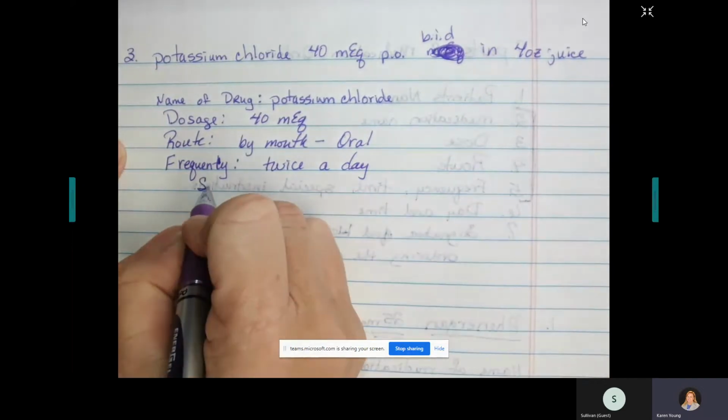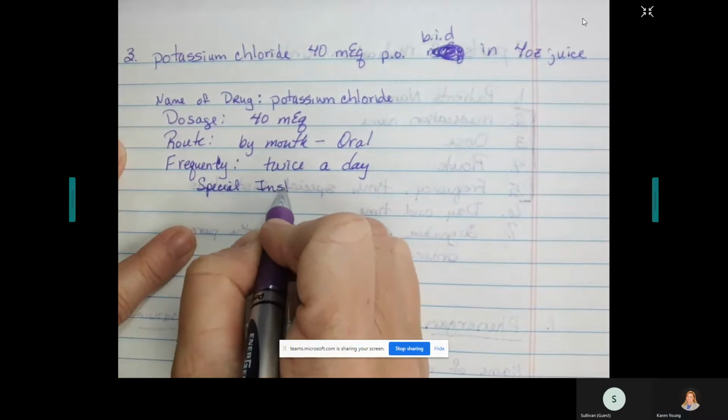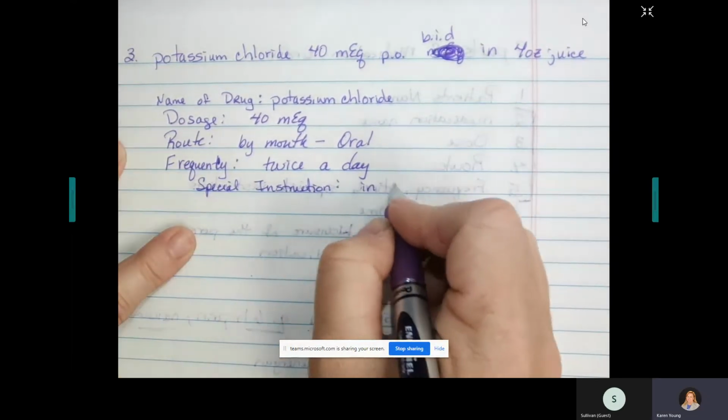All right, so do we have special instructions? Sometimes you won't. On how we're going to give it. Yeah, and 4 ounces of juice.